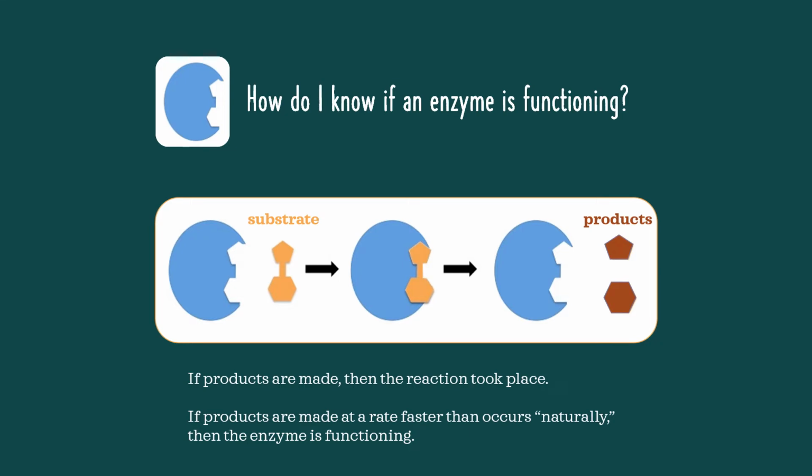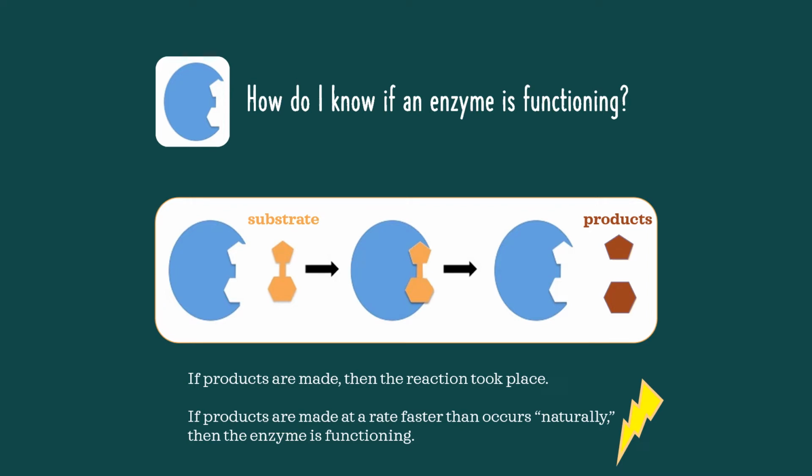This is an important point. Products may be made very slowly in the body, or they may be made under conditions that are rare in nature, like if they're struck by lightning. Enzymes, though, are speeding the rate of reaction. So if the products are appearing in your experimental test tube faster than they would without the enzyme, then you know the enzyme is functioning.